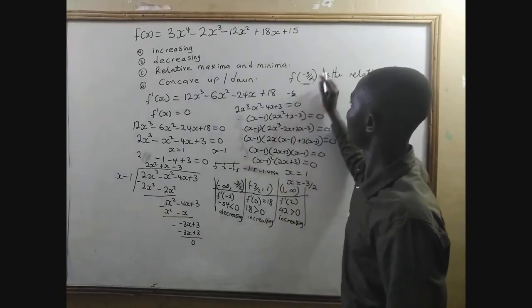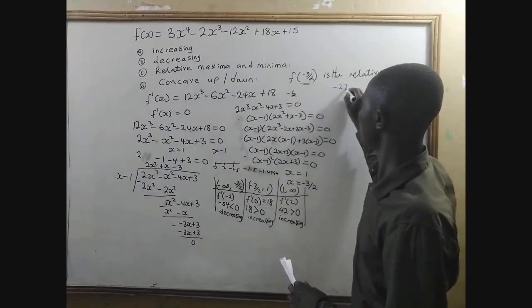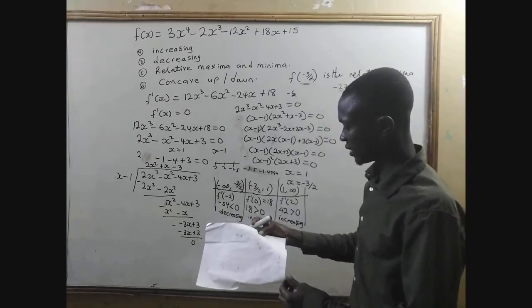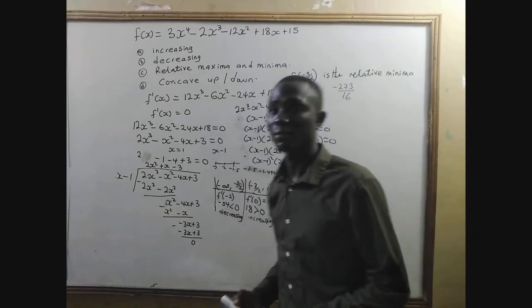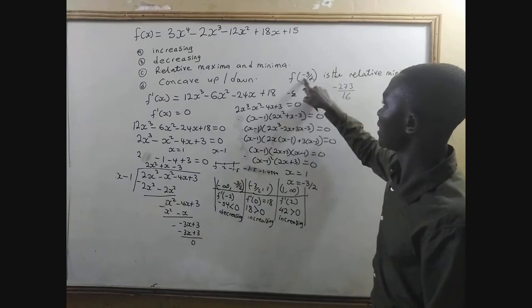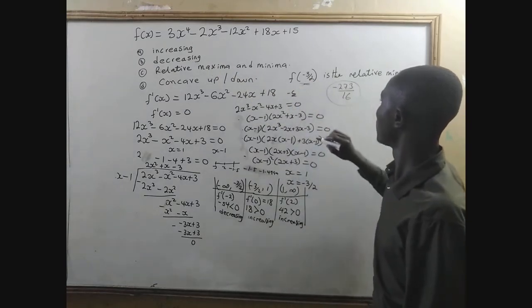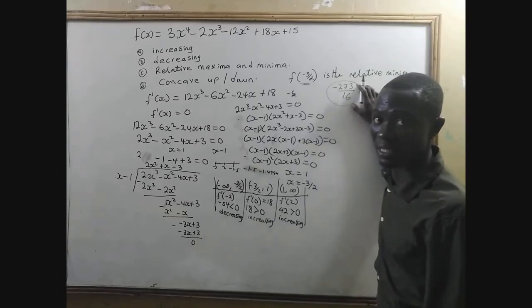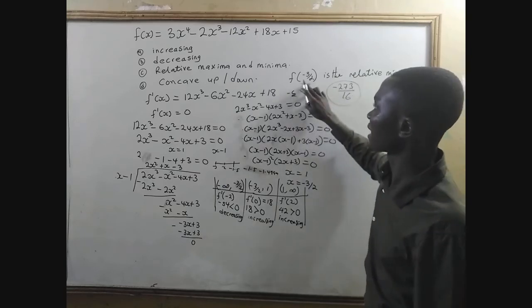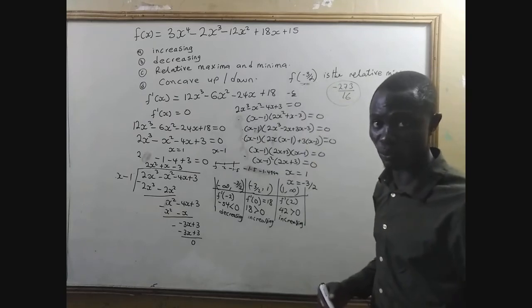So if we put in negative 3 on 2 into this, we are going to get negative 273 on 16. I've done that one already. Put in negative 3 on 2 into this, and you are going to get the relative minima as this. So the relative minima, negative 273 on 16, occurs at x equal to negative 3 on 2. Very, very simple as that.